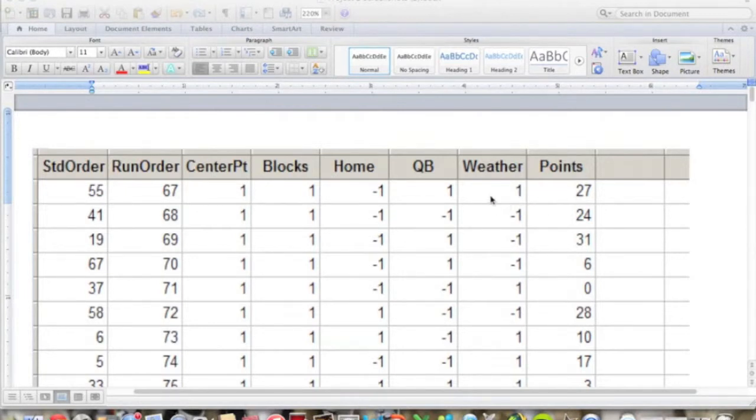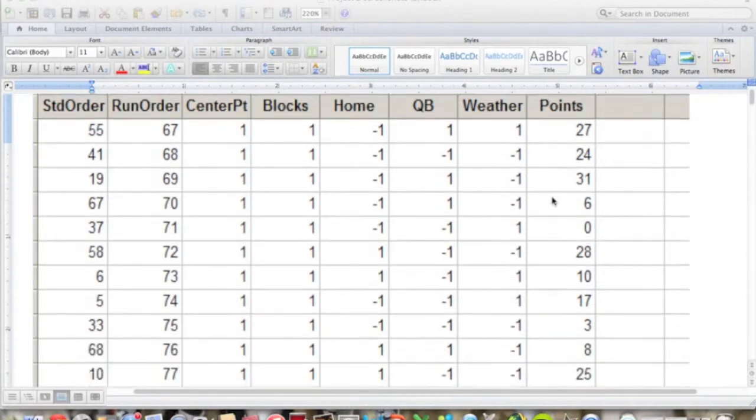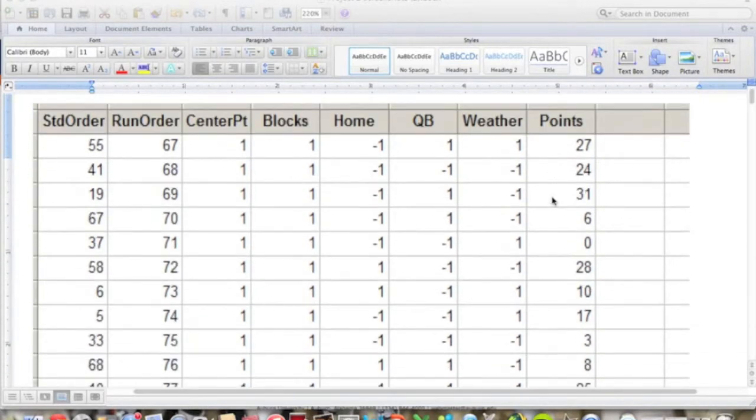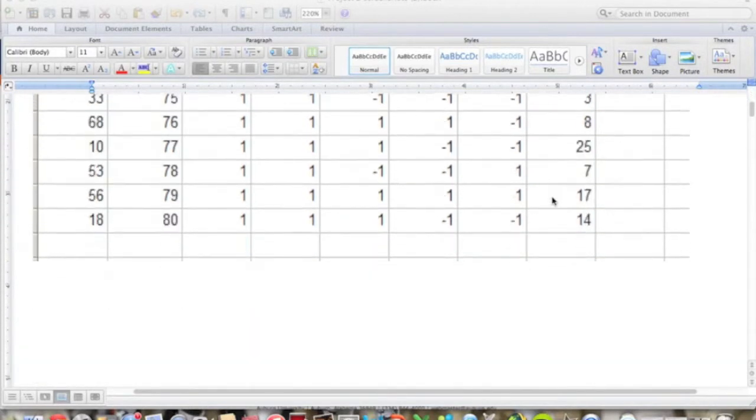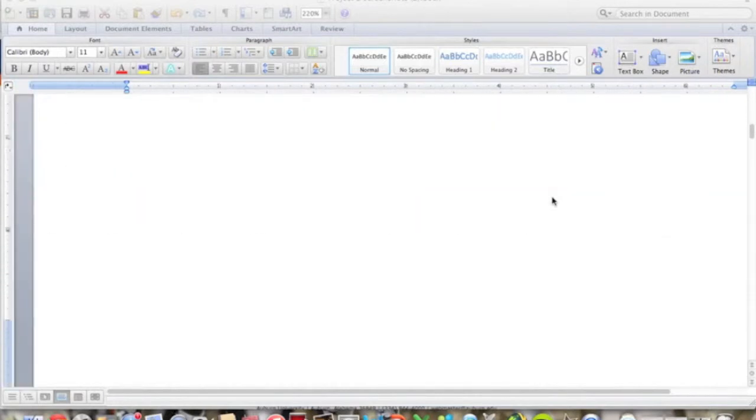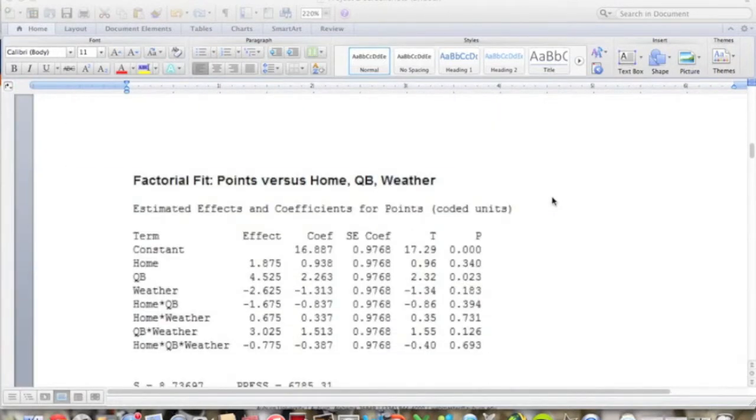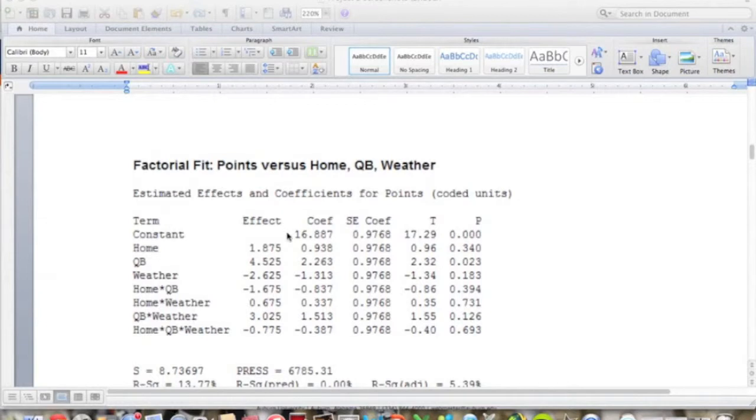So after we ran this, we plugged in the total points for each scenario that we got in the simulation, and we ran and analyzed the 2-3 factorial. After we ran the analyze, we looked at home, quarterback, and weather. We also looked at home and quarterback together, home and weather together, quarterback and weather together, home, quarterback, and weather together. And we looked over here at the p-value.